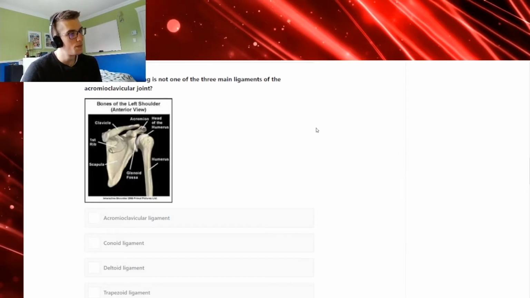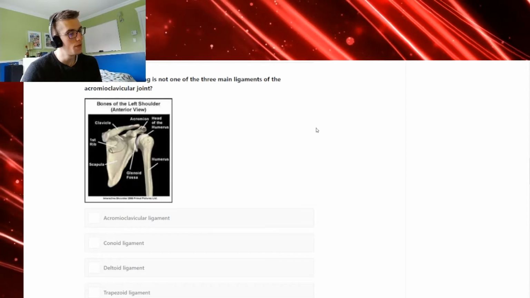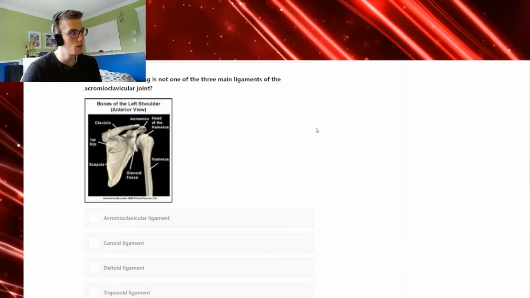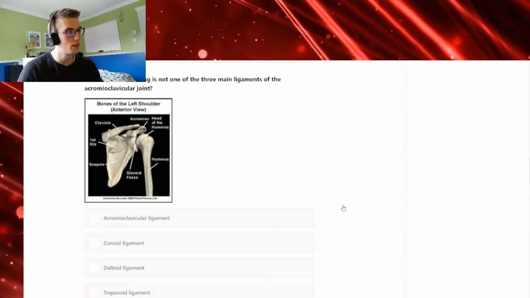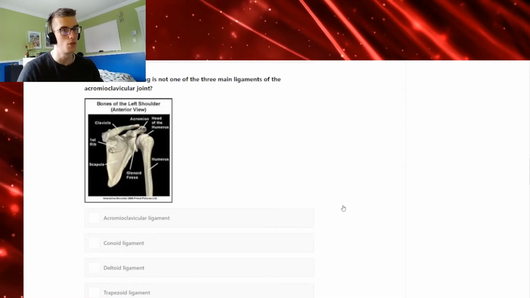Deltoid. I'm not even sure. Trapezoid is a real ligament, deltoid also. I think conoid is not in the same place as the acromioclavicular joint, so I'll go with that one.